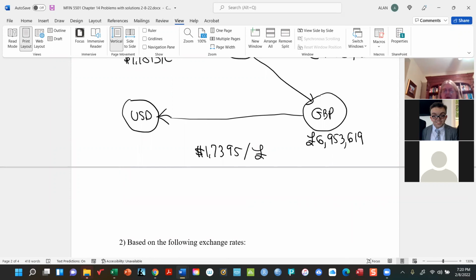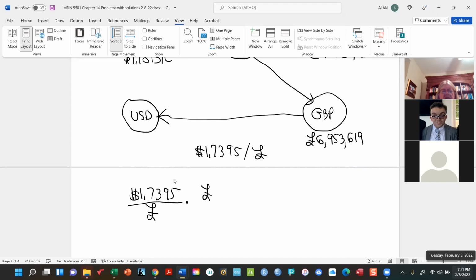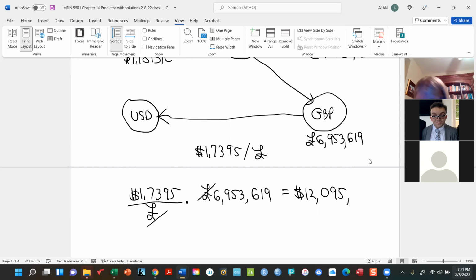Okay, hold on one second. So we'll have 1.7395 dollars per pound times 6,953,619. You notice how the pounds cancel out very nicely. So let's see what happens when we multiply these together. Ooh, 12 million 95,000 820, let's say 821 dollars. 820 or 21, it hardly matters. We're rounding a little here.